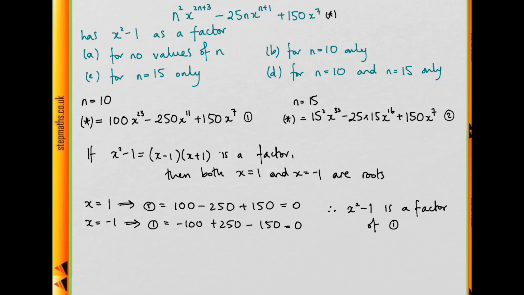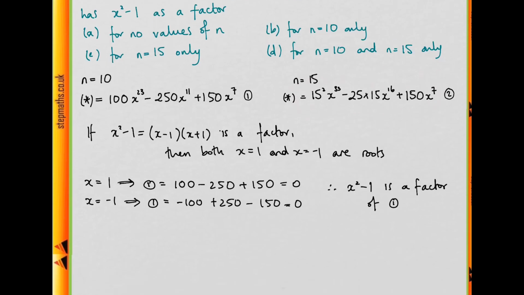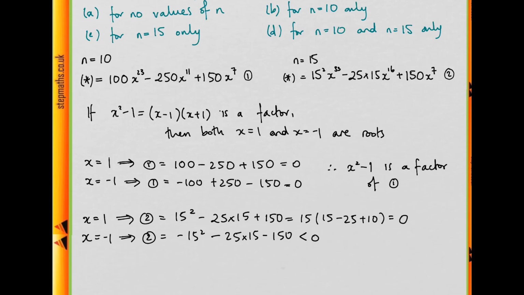Now if we try putting 1 and minus 1 into 2, then if we put 1 in, we have this, and I factorized the 15 out rather than trying to work out 25 times 15. And we see that what's inside this bracket is indeed equal to 0. And so we have that 1 is a root of 2.